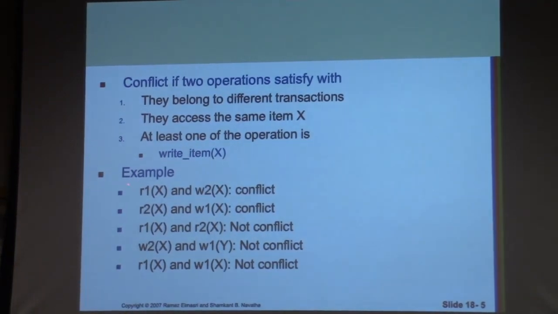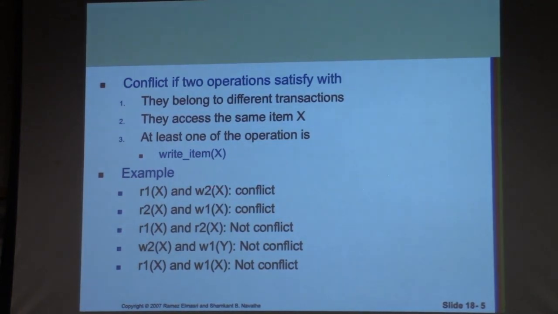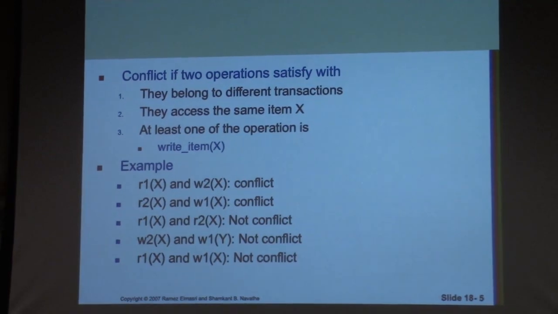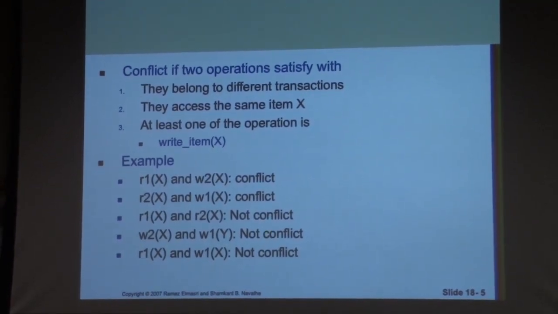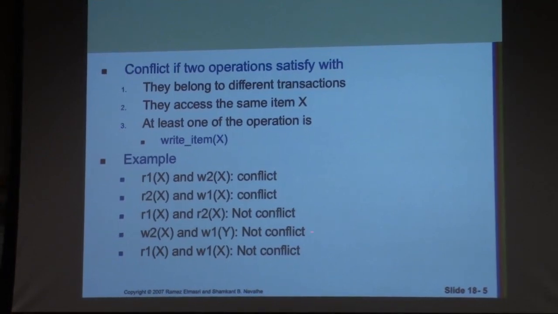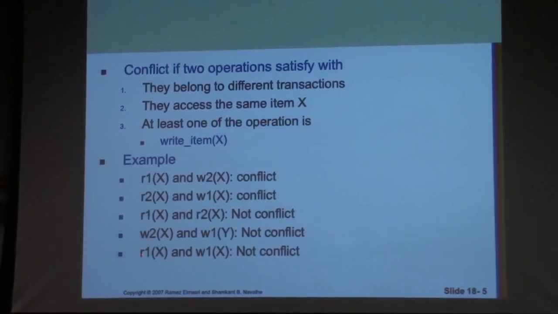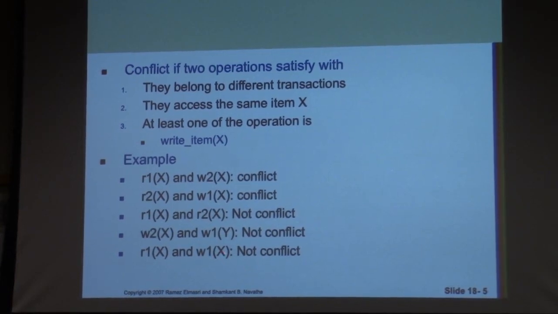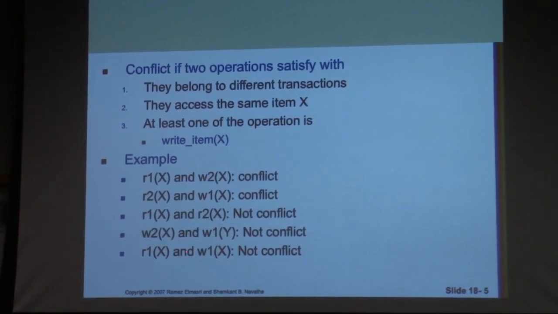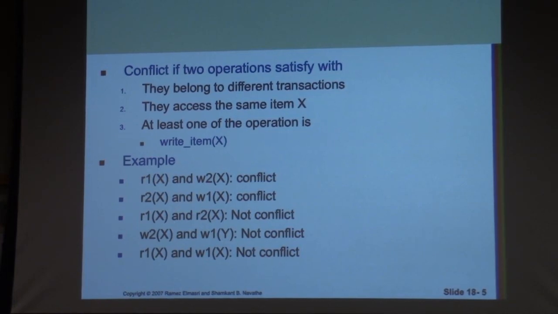For example, R1 of X, and then W2 of X. We have a shared resource, we have two transactions, and we have the write. What about the last one? R1 of X, W1 of X. We have a shared item and the write, but it's not a conflict. Why?